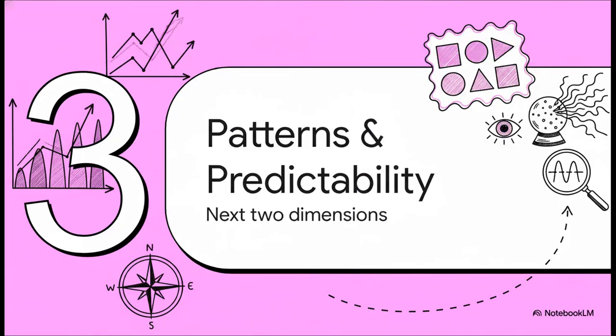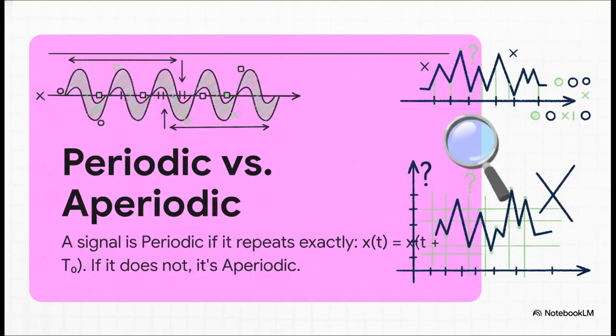Okay, so we've covered the axes. Now let's talk about the behavior of the signal itself. This is where we get into patterns and predictability. This one is all about repetition. Does the signal have a pattern that repeats itself exactly forever and ever? If it does, we call it periodic. And for it to be truly periodic, it has to satisfy a very specific mathematical rule. The signal's value at any time t has to be exactly the same as its value 1 period later. If it never repeats perfectly, well, then it's aperiodic.